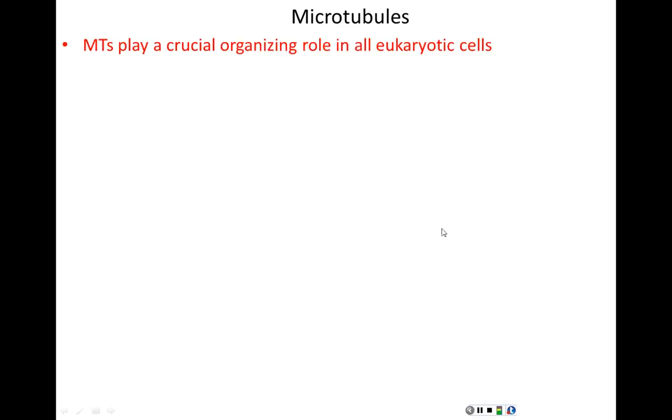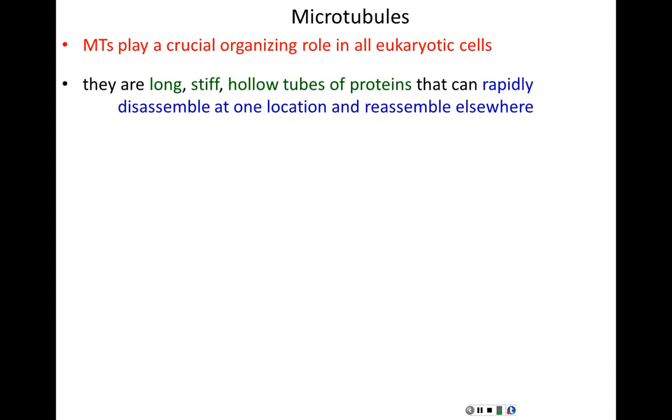So let's move on to microtubules now. Microtubules play a very crucial and important role in organizing the interior of eukaryotic cells. Microtubules are very long and stiff tubes of protein. Now that's important. They are hollow on the inside. That's not the case for intermediate filaments. Intermediate filaments were rope. Microtubules truly are tubes. They are hollow. And they are tubes of protein that can be rapidly disassembled from one location and reassembled elsewhere. So they have a dynamic component.